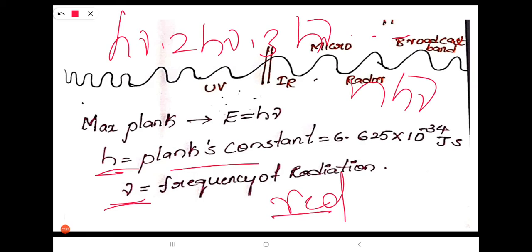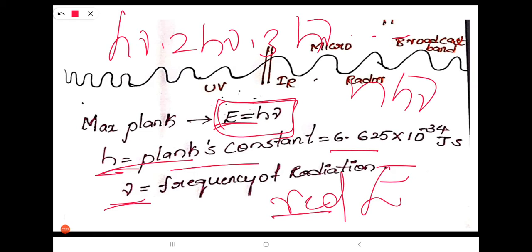The energy for a certain frequency, E, can be represented by the equation E equals h nu, where h is Planck's constant, which has a value of 6.626 into 10 to the power of minus 34 joule seconds. Here nu is the frequency of radiation absorbed or emitted.